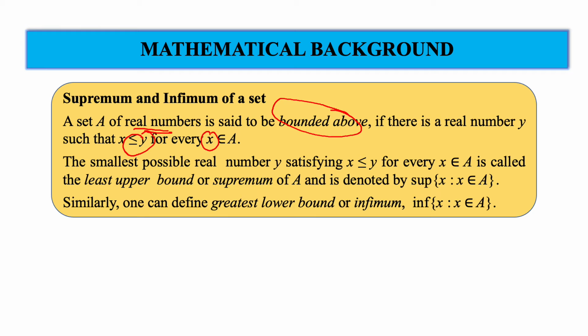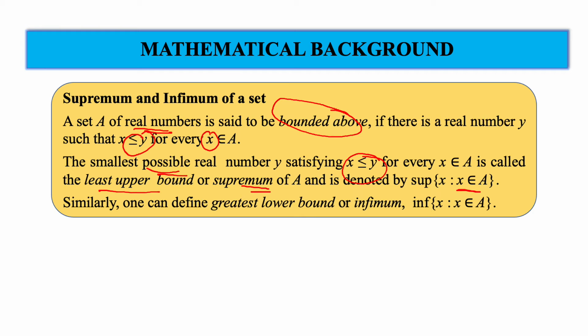Now among all the possible y's, if you find the smallest possible real number such that x is less than or equal to y for every element x in the set A, then it is called the least upper bound or supremum of A, and it is denoted by sup x such that x belongs to A.